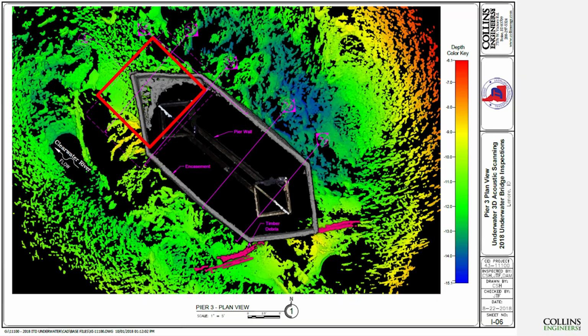So again, plan view of Pier 3 this time. You can see the timber debris at the upstream nose still. Area of interest again here at the downstream nose in the red box. So we'll talk more about that defect on the next slide.